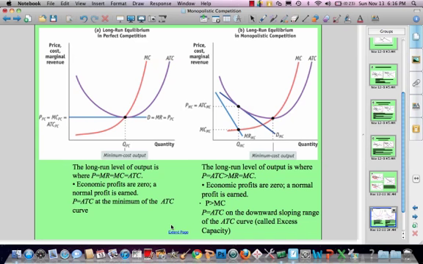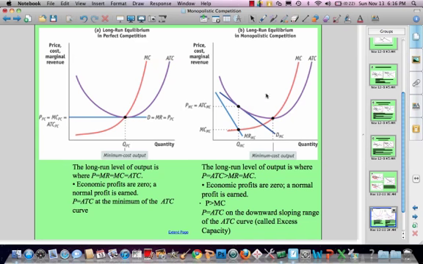Let's take a look at long-run equilibrium in perfect competition and long-run equilibrium in monopolistic competition. So here, long-run equilibrium in perfect competition, the long-run level of output is where price equals marginal revenue equals marginal cost equals average total cost. You can see that here. Economic profits are 0, so our normal profit is earned, and price equals average total cost at the minimum of the average total cost curve. All stuff we're familiar with.